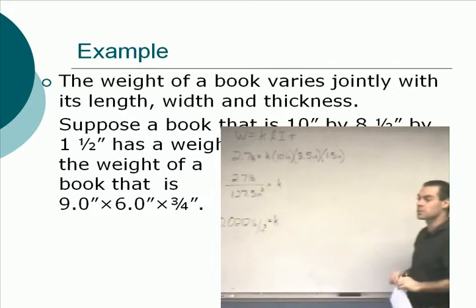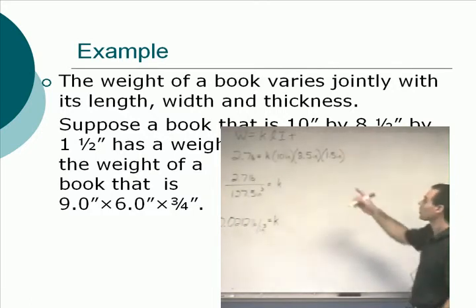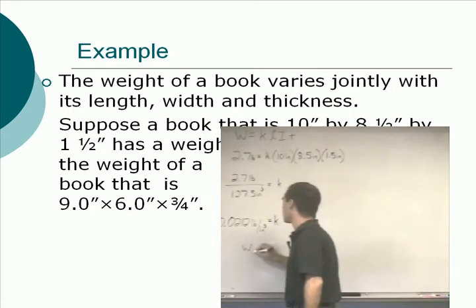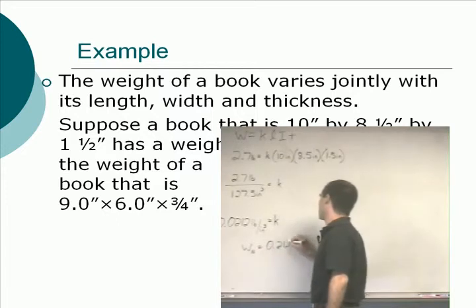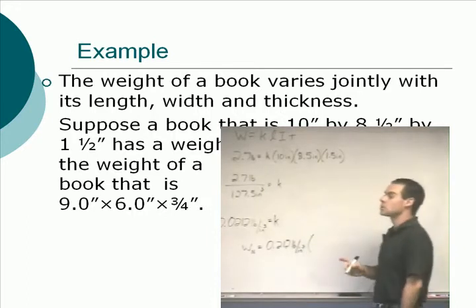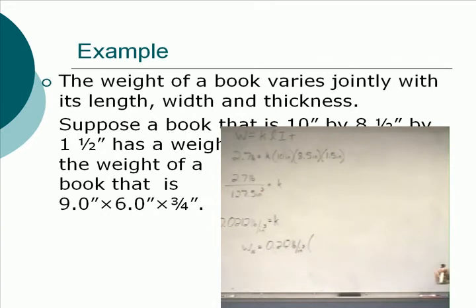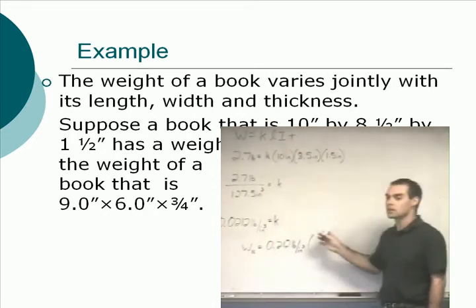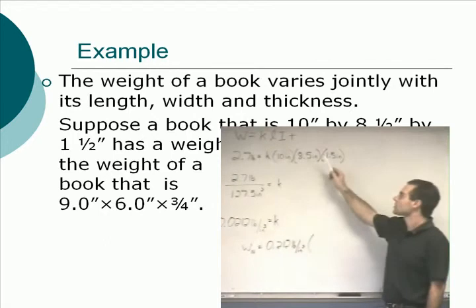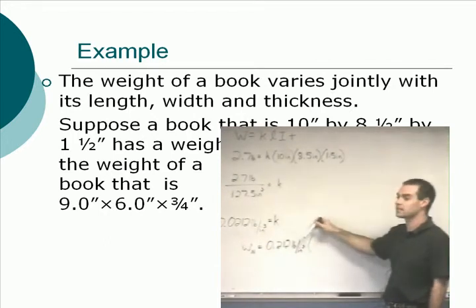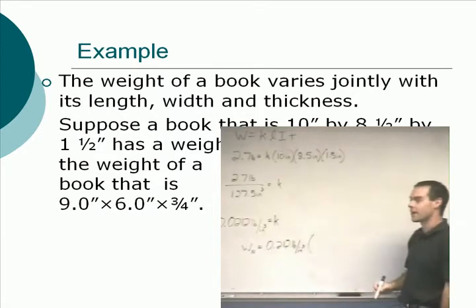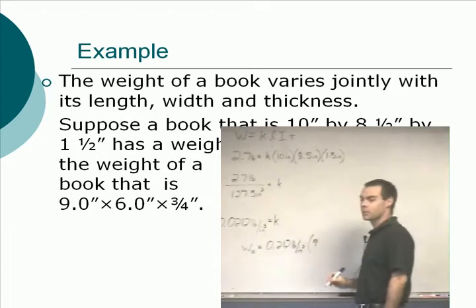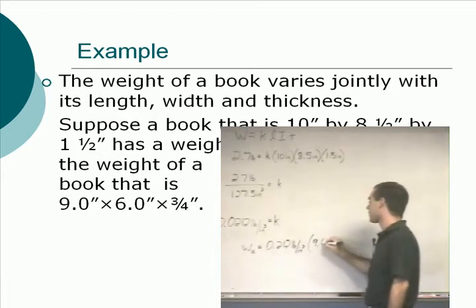Now, what was our question? The question was find the weight of a book that is 9 by 6 by 3/4. Well, we just go back to our original relationship. The weight of the new book is going to be K, which we now know, times, and we do always assume that the units given in the beginning match the units later on. If I were to tell you this information and then say a new book is 10 centimeters by 30 centimeters, then we'd have a problem. But we won't consider that. You'd have to do some converting. I promise I won't throw that at you.